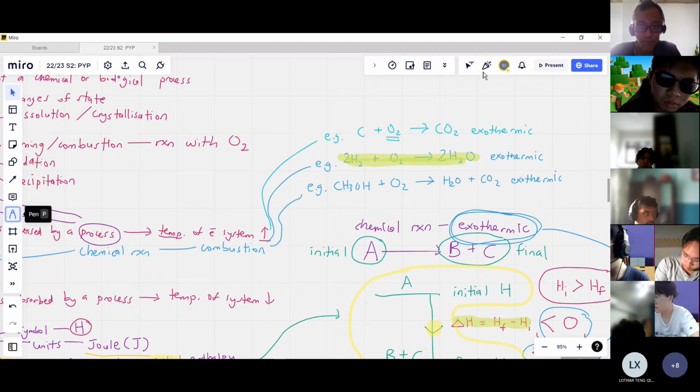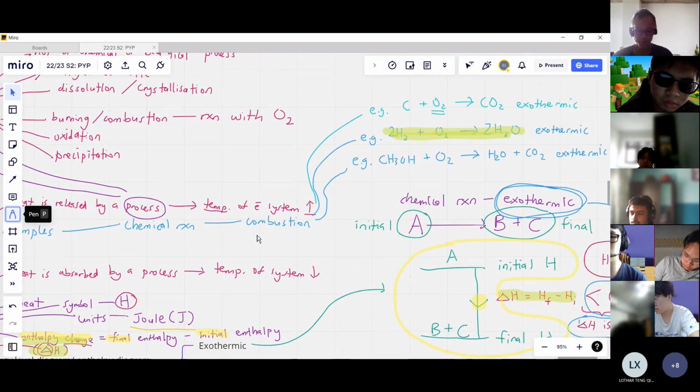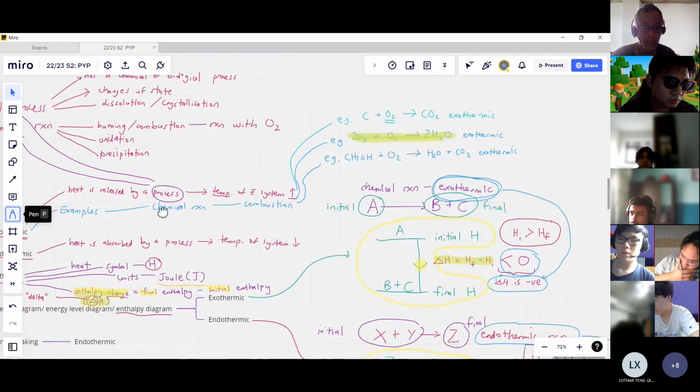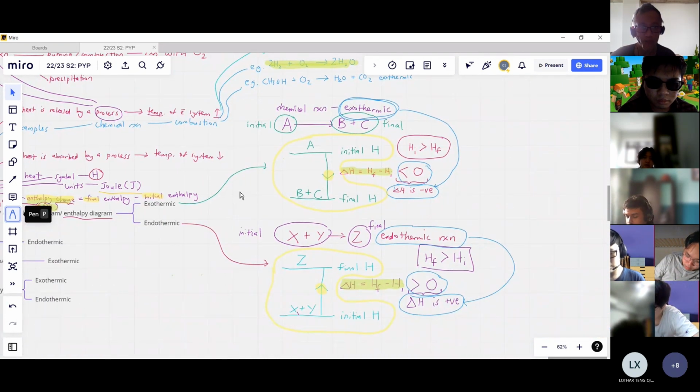So combustion is one example. Questions, anyone? Now, the other one that I want you guys to know, okay, let me do some shifting first.